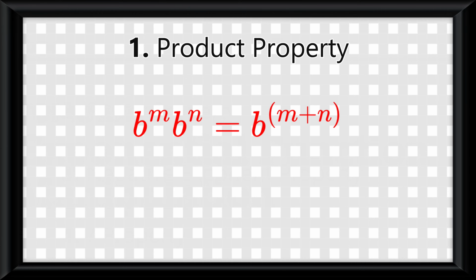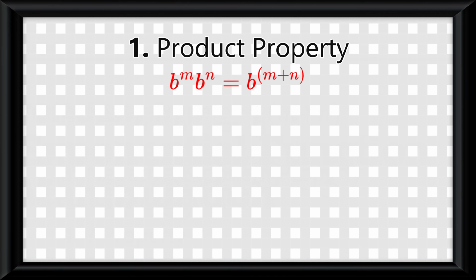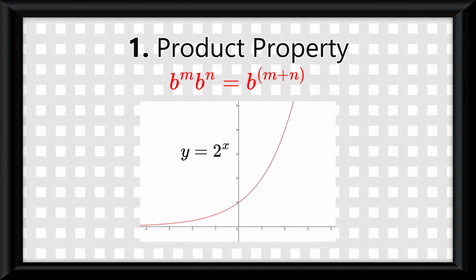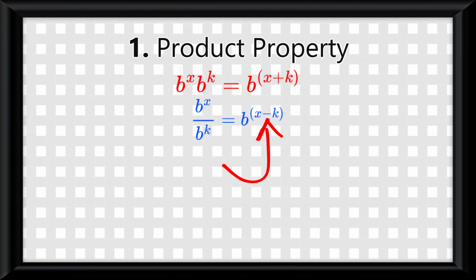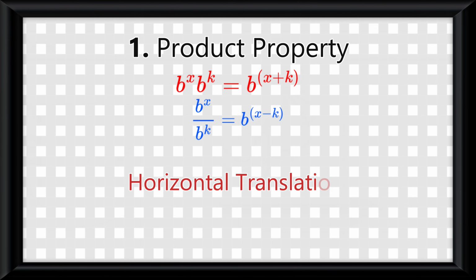So what to take from this is that if you multiply 2 values with an exponent that have the same base, or b, then you are really just adding their exponents. To explain this one on a graph, we'll start with the parent function y equals 2 to the power of x. If we change this to y equals 2 to the power of x minus 1, we see the whole graph shift to the right by 1, making adding or subtracting anything from the x a horizontal translation of the graph.